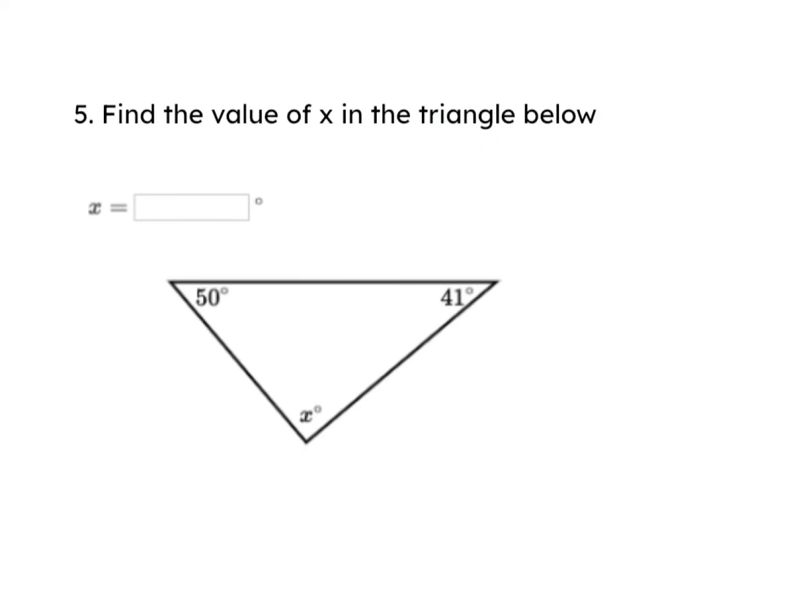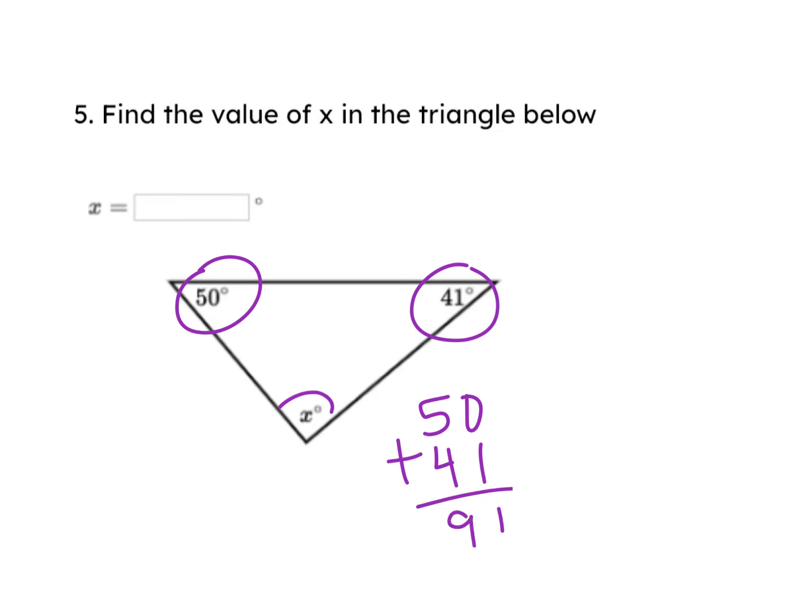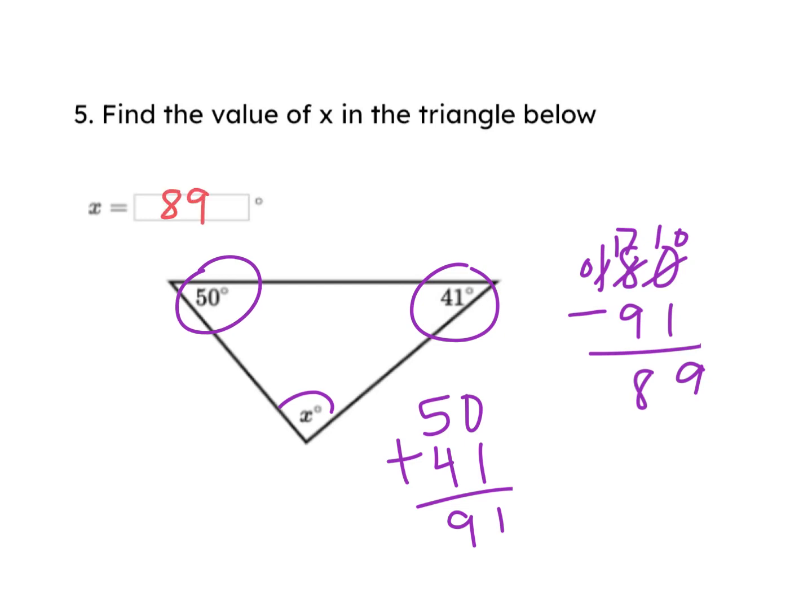Question 5, find the value of x in the triangle below. Well, we know that all 3 of these angles, when we add them together, have a sum of 180. So I would add 50 and 41, which is 91. And then you go ahead and subtract that from 180, whatever method you choose to do. So that's going to be 89 degrees. So 89 degrees.